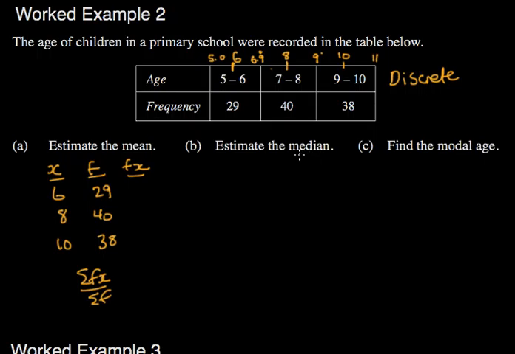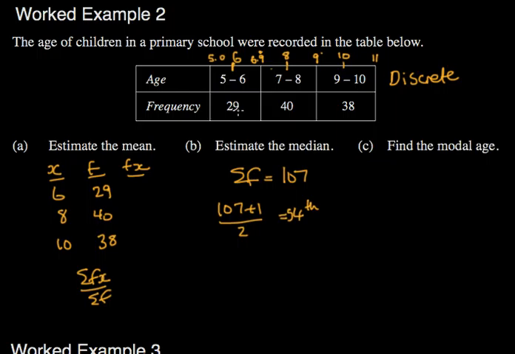To find the median would be the middle value. So we would need to find the total number of children first by adding the frequencies together. And in this case, it is 107. So 107 plus 1 divided by 2 is 54. So we're looking for the 54th child. So the 54th child lies after 29.